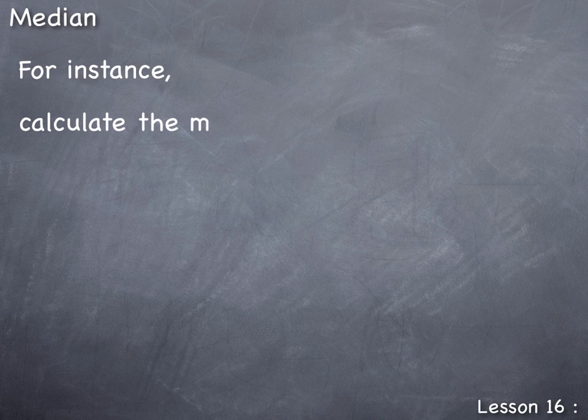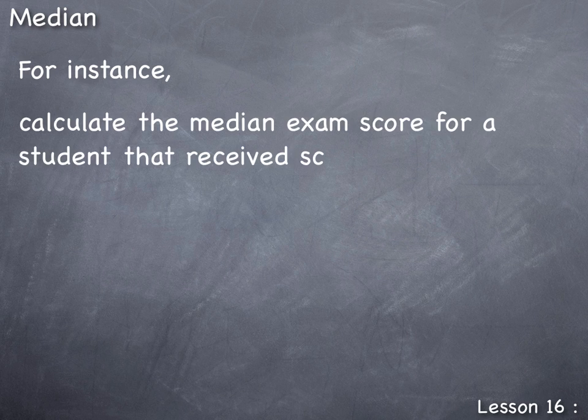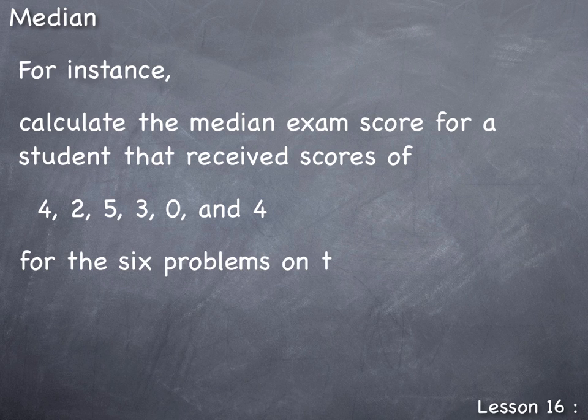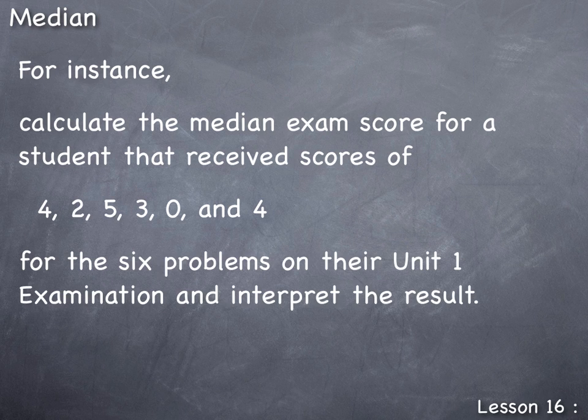For instance, calculate the median exam score for a student that receives scores of 4, 2, 5, 3, 0, and 4 for the 6 problems on their Unit 1 examination and interpret the result. Well, we could use the TI-84 calculator to calculate the median for this data, and after we do that, we will then use words to interpret the result. In order to use the calculator to calculate the median, we first have to enter the data values into a list.